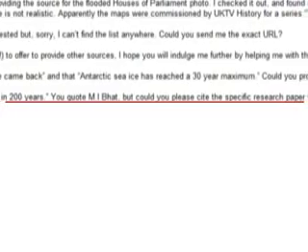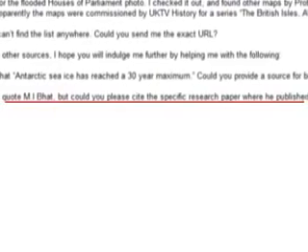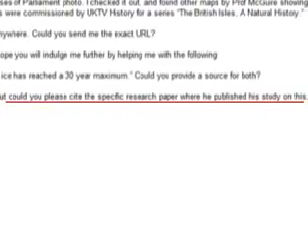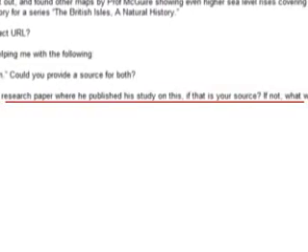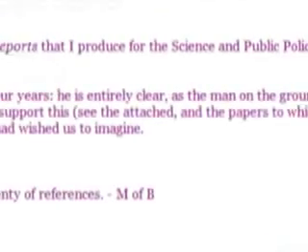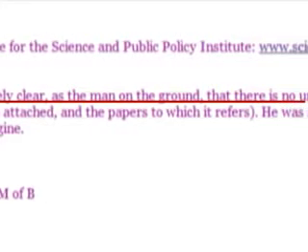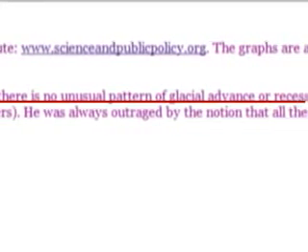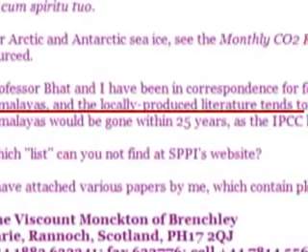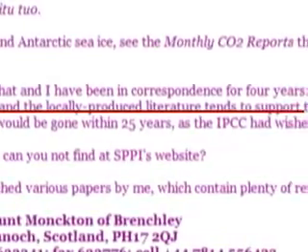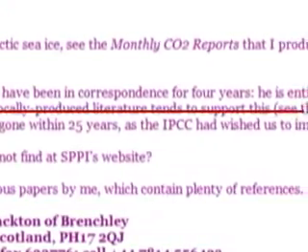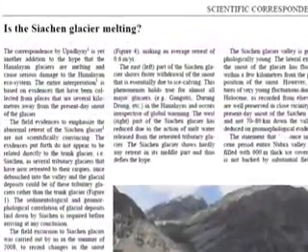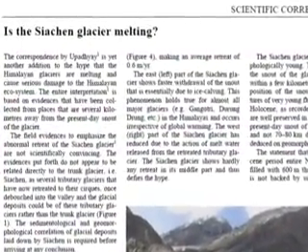You quote M.I. Batt, but could you please cite the specific research paper where he published his study on this, if that is your source? If not, what was your source? I received this reply. Professor Batt is entirely clear as the man on the ground that there is no unusual pattern of glacial advance or recession in the Himalayas, and the locally produced literature tends to support this.